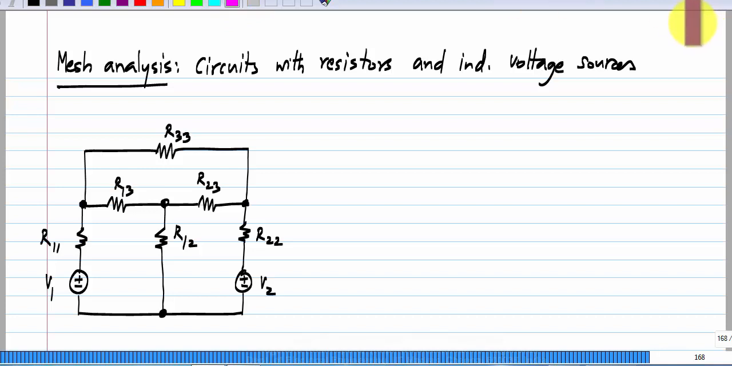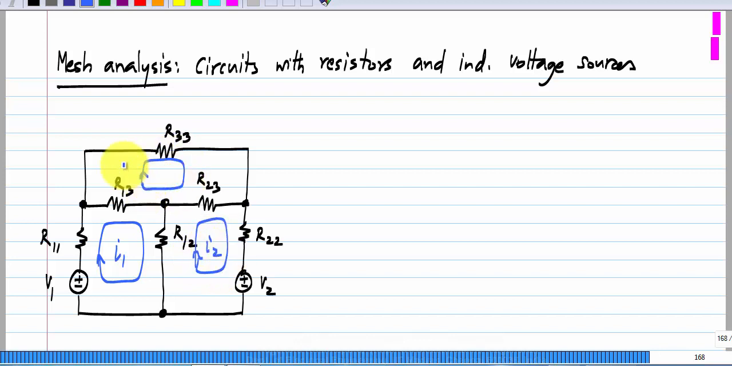Now let's proceed with mesh analysis of circuits with resistors and independent voltage sources. I have put down the same circuit that I considered earlier, and I will identify the three mesh currents. Let me call this mesh number 1. So this is current I1, and this is I2, and this is I3.